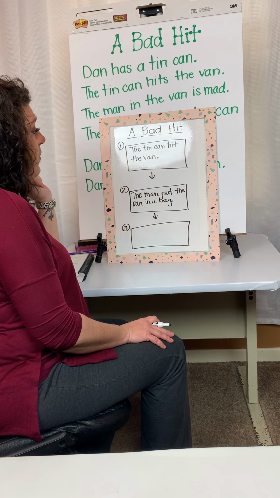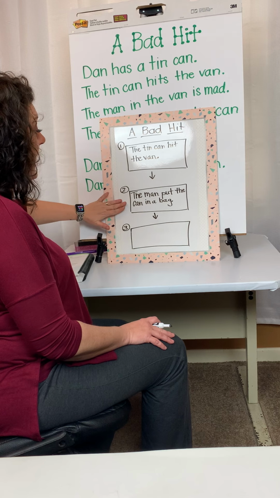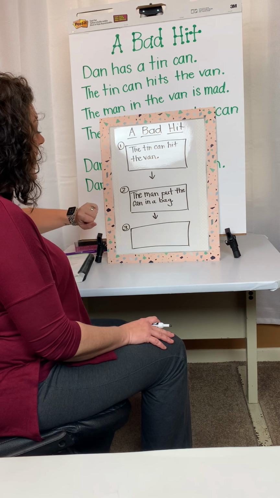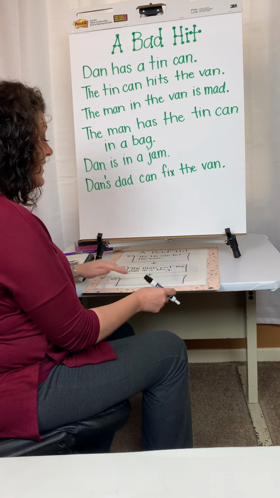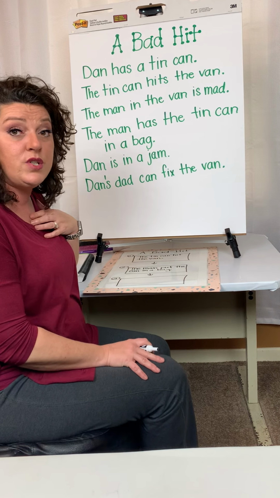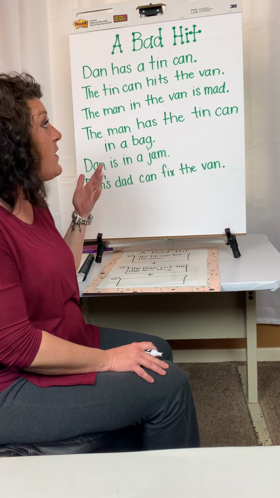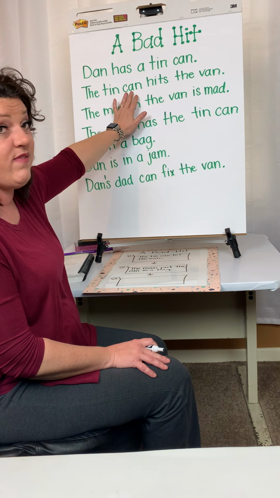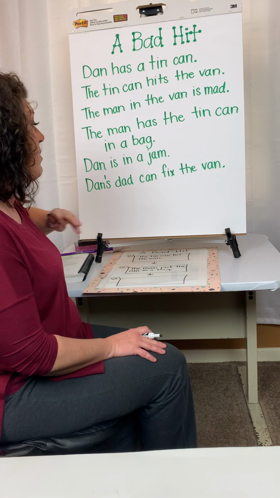All right, so far we have a tin can hit a van, and the man put the can in a bag. All right, let's look at the last two sentences of your story. And the last thing that we want to have happen is the resolution of the story, or how the problem was solved. All right, so we know that the problem was Dan hit a van with a can, right? So let's look at the last two sentences and see how the problem was solved.